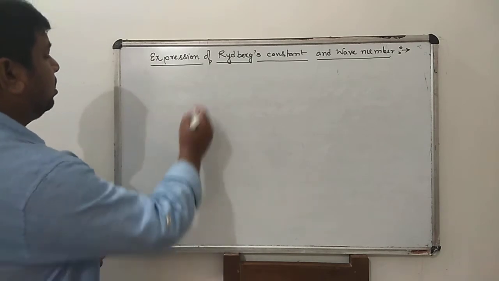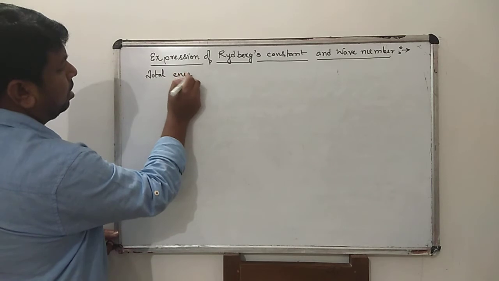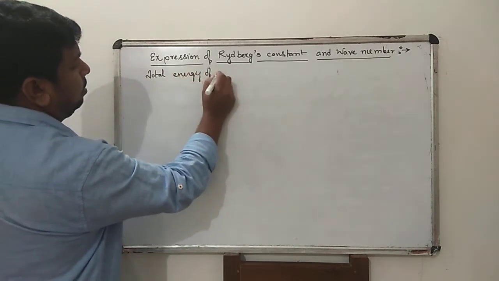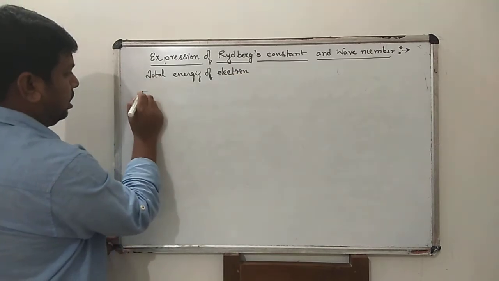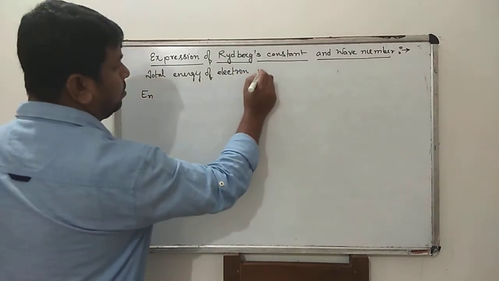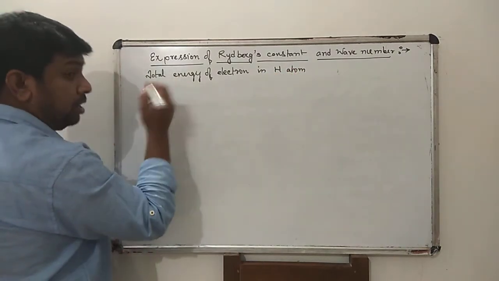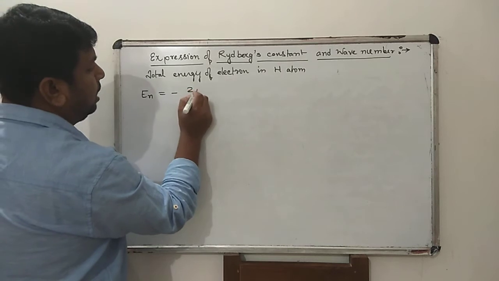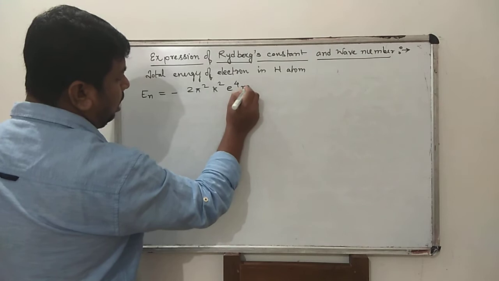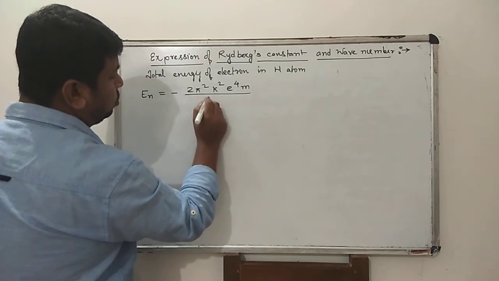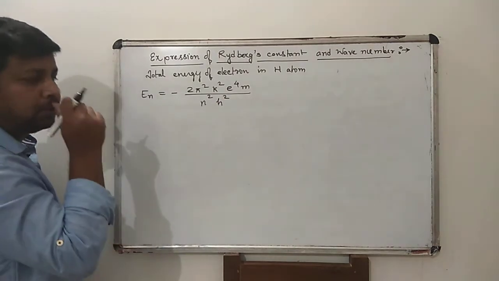This is the total energy of the electron in the hydrogen atom: En equals, in terms of K, minus 2 pi square K square e to the power 4 m divided by n square h square. This is in terms of K, that means Coulomb's constant.